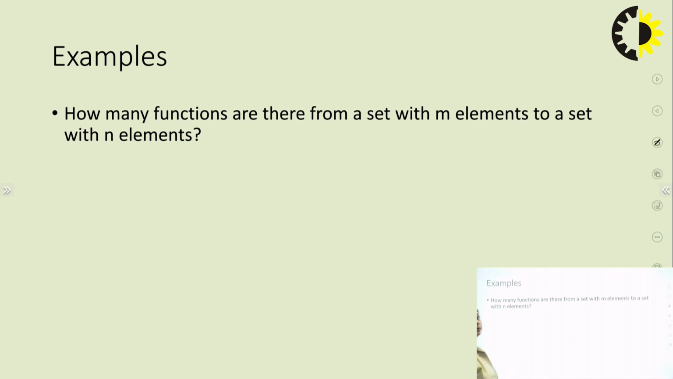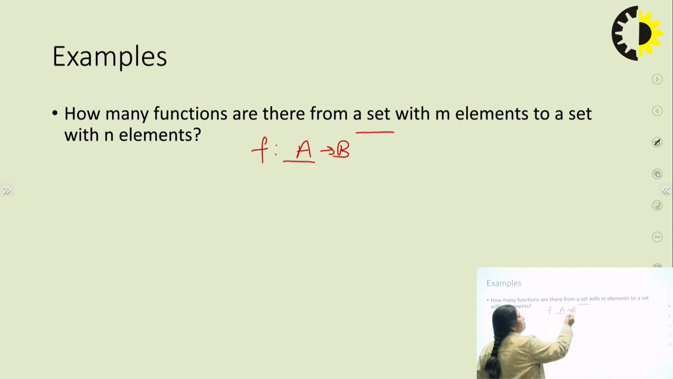Another very important question. How many functions are there from a set with m elements to a set with n elements? What we are counting is the number of possible functions. A function is a mapping from one set to another set. What type of mapping is it? Each element of A should have a unique image in B.